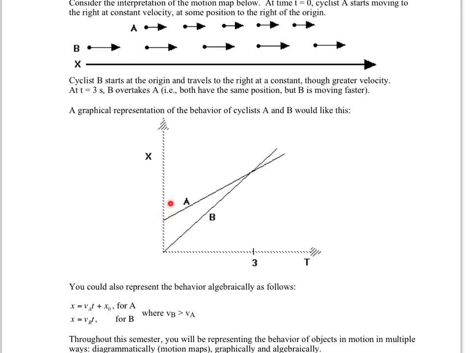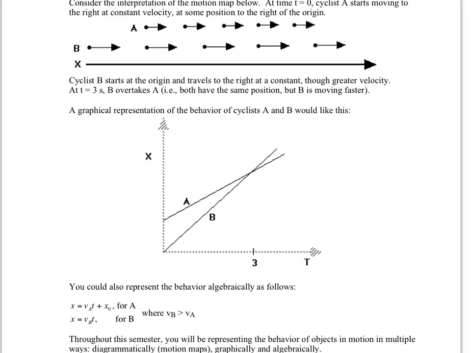A has an intercept that is higher up than B. So A, you can see here, is starting ahead of B, and we can see that on the graph right here. B starts at the origin, so that's why we start B at the origin. A has a smaller velocity than B, so A has a smaller slope than B. And also, notice here, at this point is when they are going to pass each other. So we have 1, 2, 3, and 1, 2, 3, and this is where the two are going to intersect at this point.